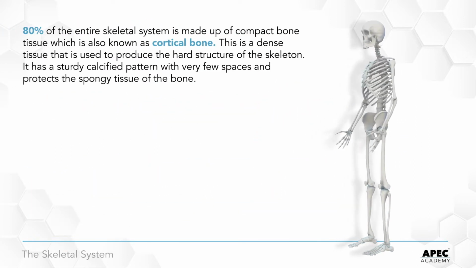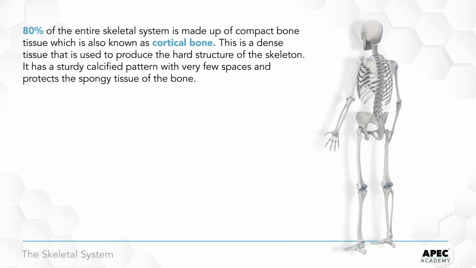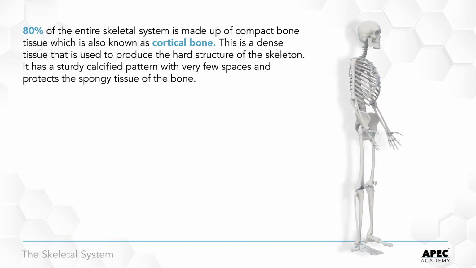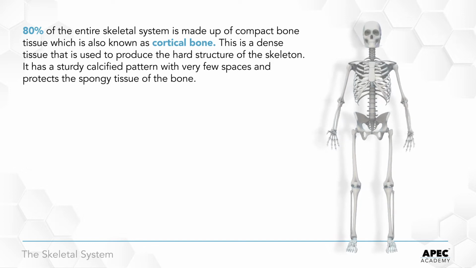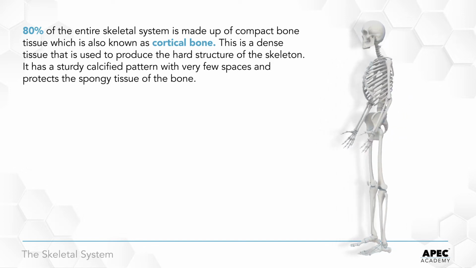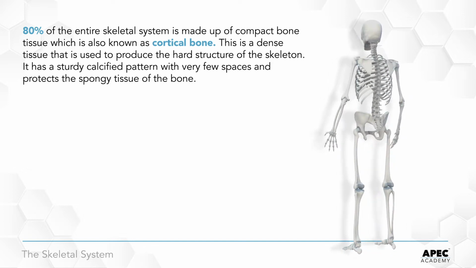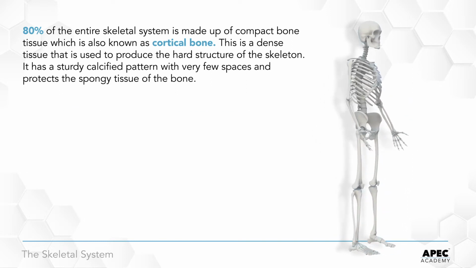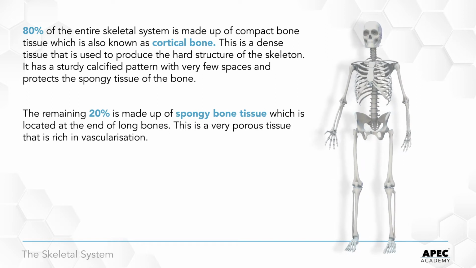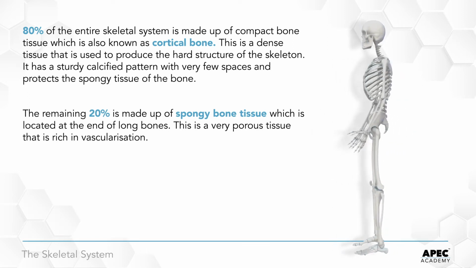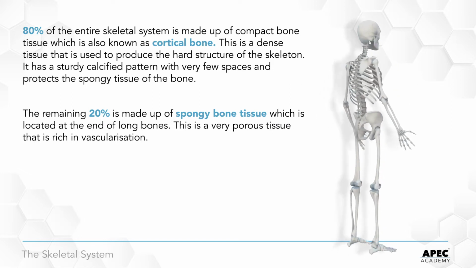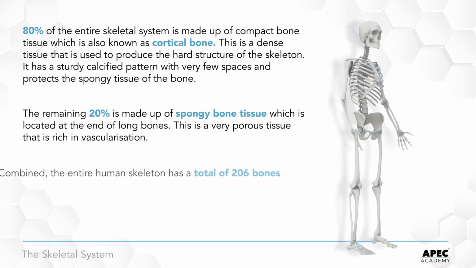80% of the entire skeletal system is made up of compact bone tissue, which is also known as cortical bone. This is a dense tissue that is used to produce the hard structure of the skeleton. It has a sturdy calcified pattern with very few spaces and protects the spongy tissue of the bone. The remaining 20% is made up of spongy bone tissue, which is located at the end of long bones. This is a very porous tissue that is rich in vascularization.